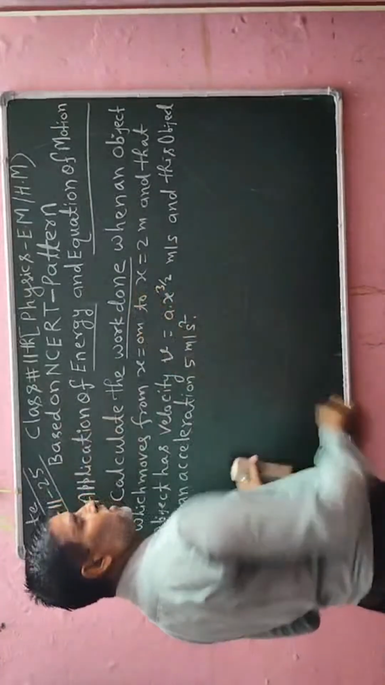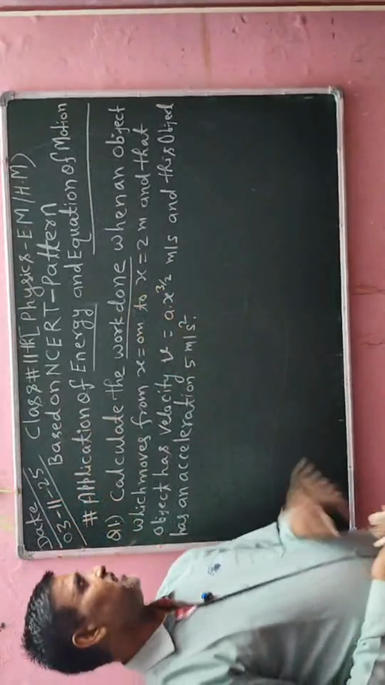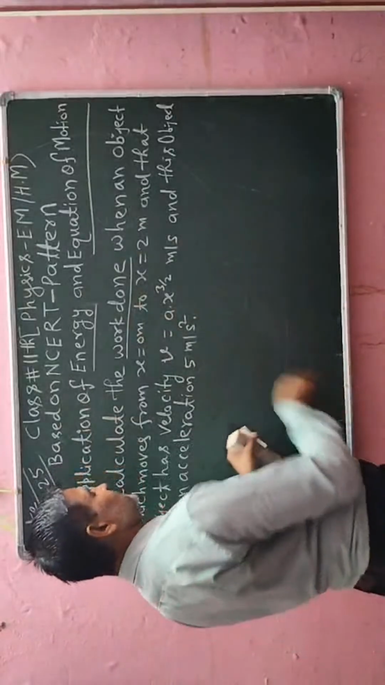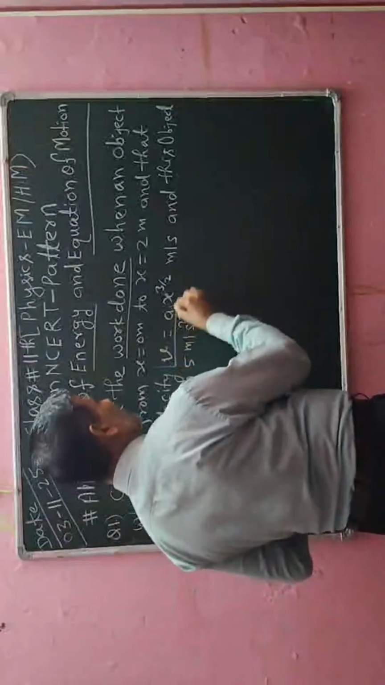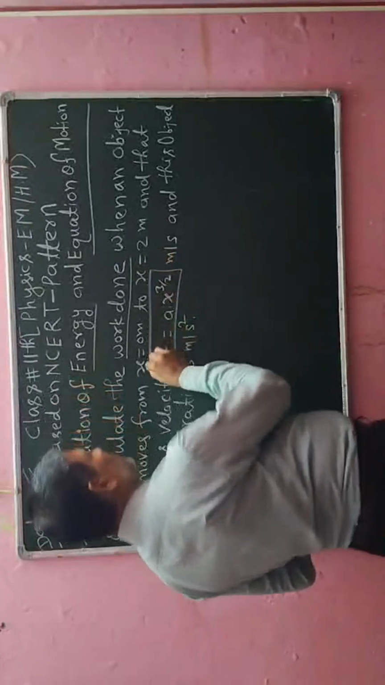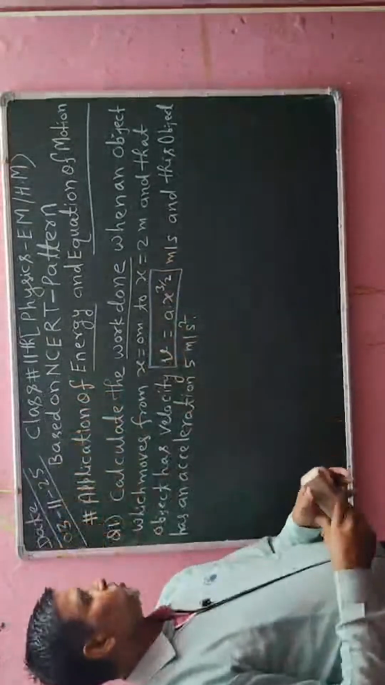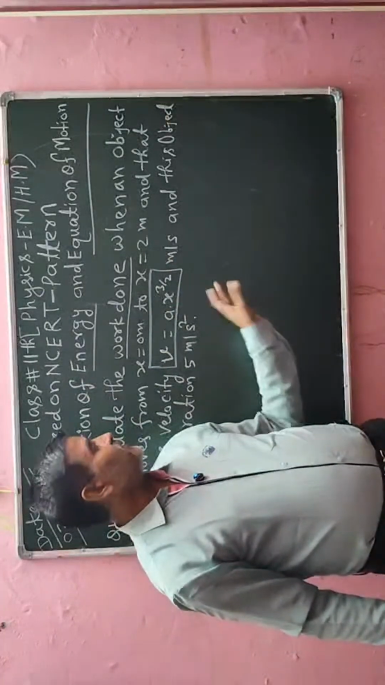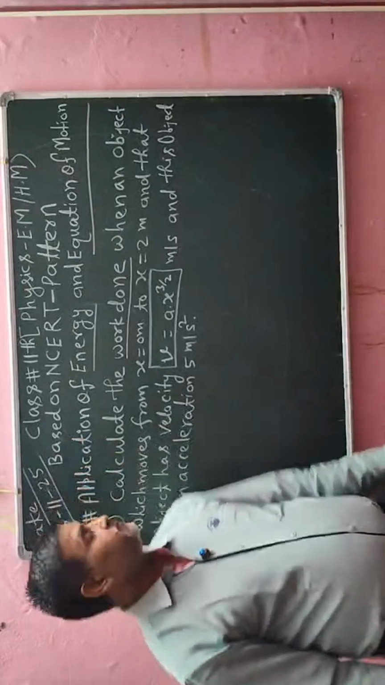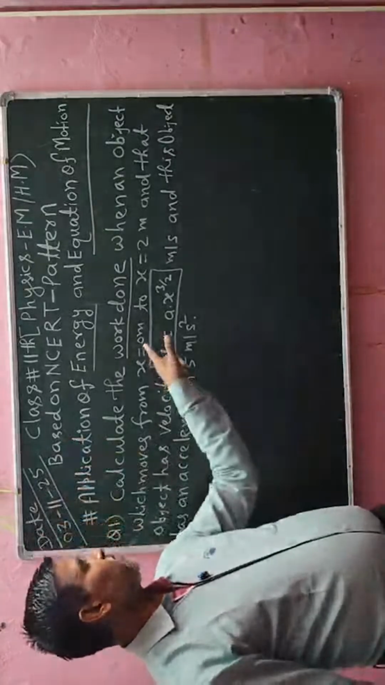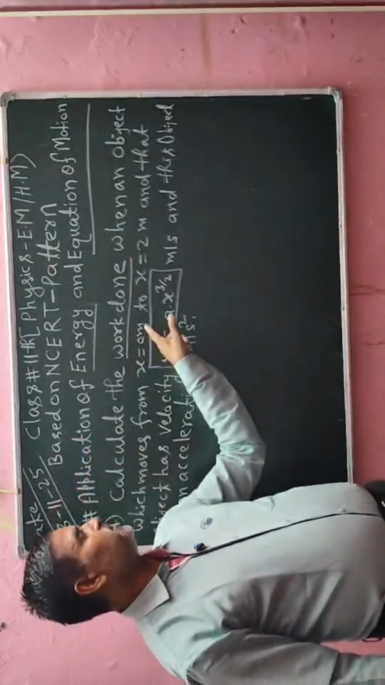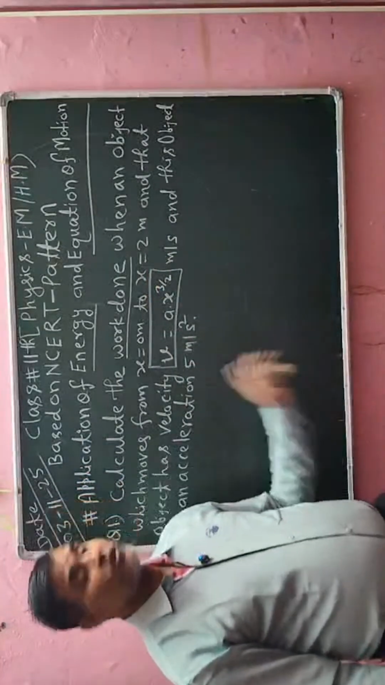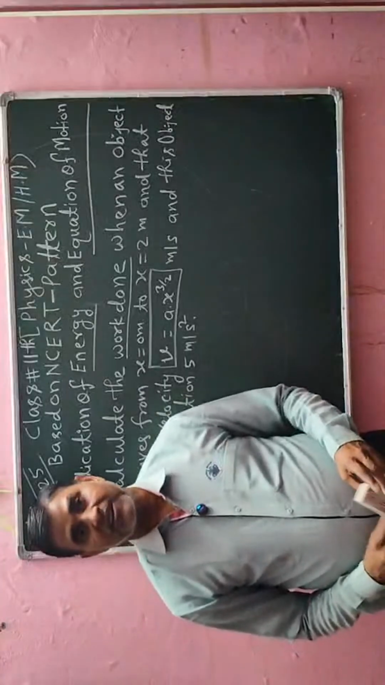So here there is one object which is moving with a velocity, and that velocity is given in the form of a function. We have to calculate the work done. That object is moving from x is equal to 0 meter to x is equal to 2 meter. During that duration, we have to calculate work done.